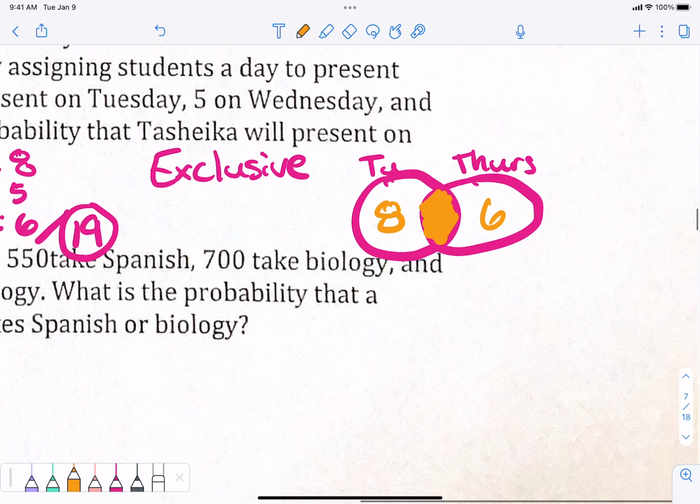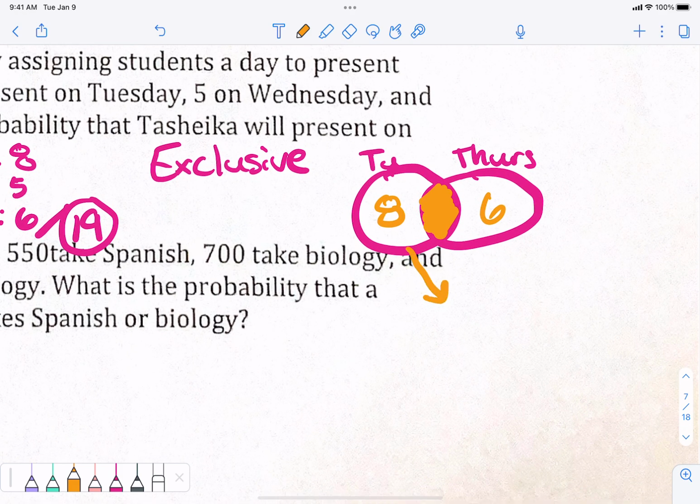All right, now let's talk about the probability. What are my chances of presenting on Tuesday? 8 out of 19 will present on Tuesday. Okay. Chances of presenting on Thursday? 6 out of 19. What do we do with those two? Add them because we're adding, right?